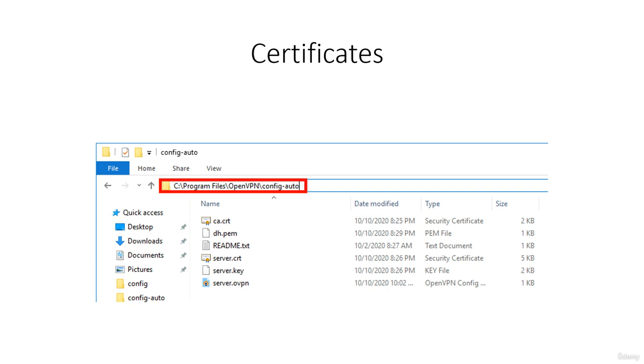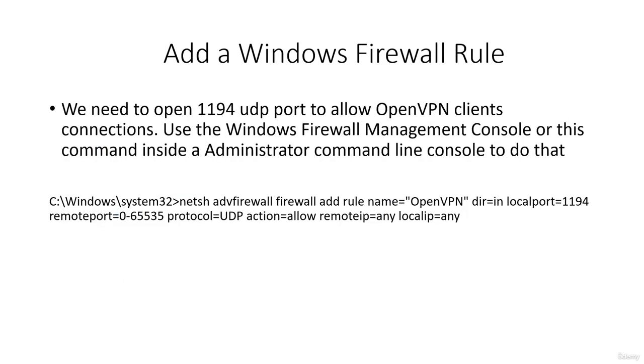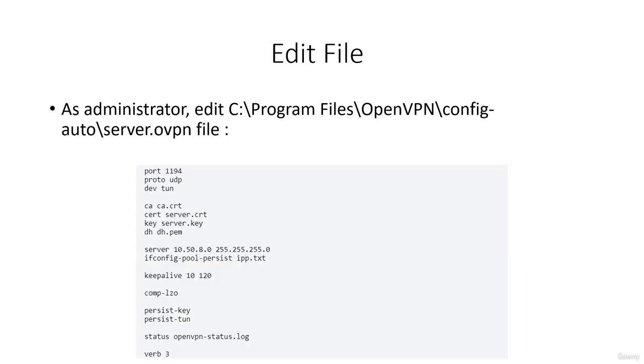And then we need to add a Windows firewall rule. We need to open the 1194 UDP port to allow OpenVPN client connections. Use the Windows Firewall Management Console, or just use this command inside an administrator command line, which will do all of those. After running this command, it will open up a server.ovpn file. We need to edit the OpenVPN file to look similar to this.